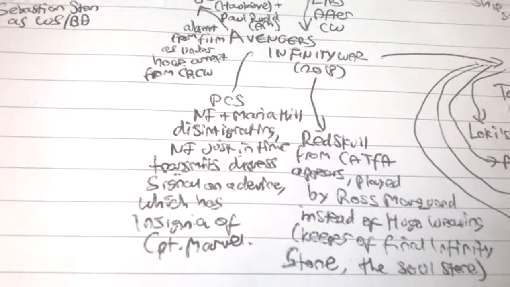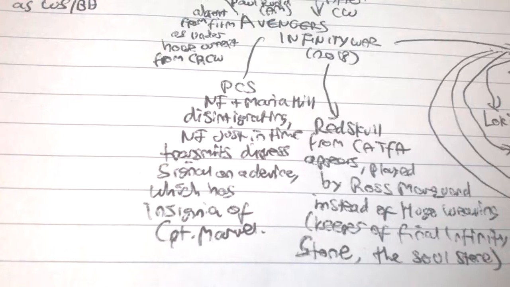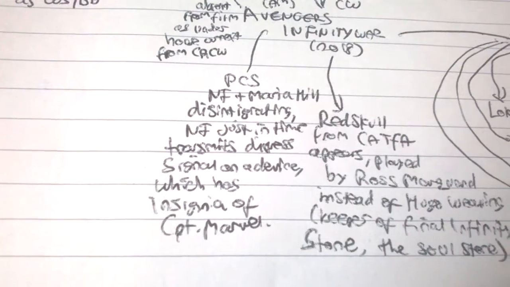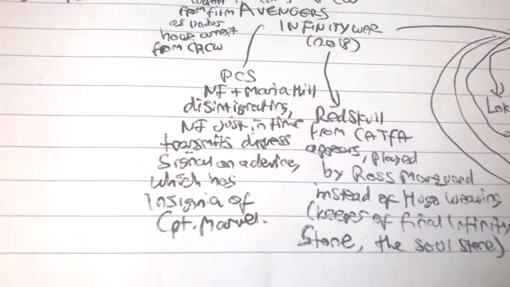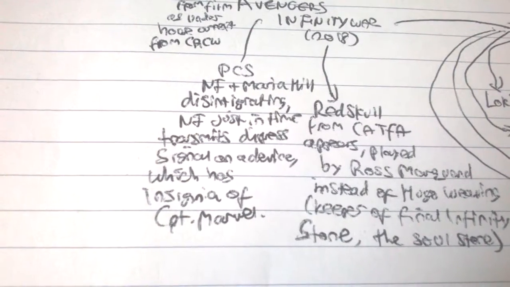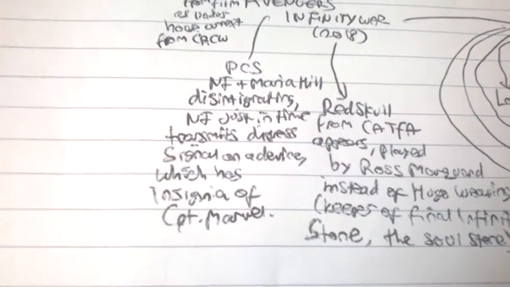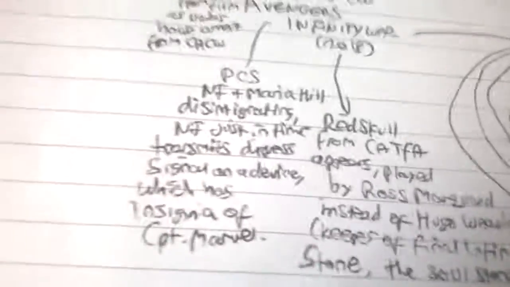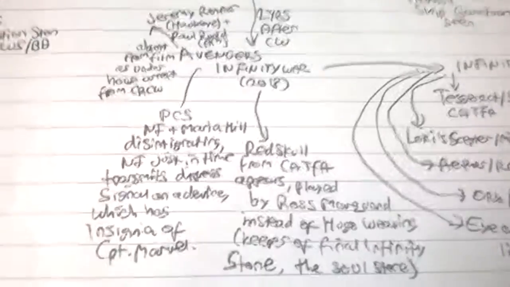So, there's a post-credit scene of Nick Fury and Maria Hill disintegrating. Nick Fury just manages to transmit a distress signal on a device which has the insignia of Captain Marvel. Just in time, he managed to do that before he disappears.